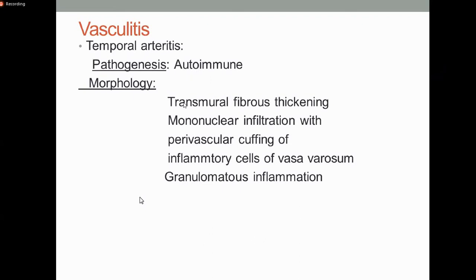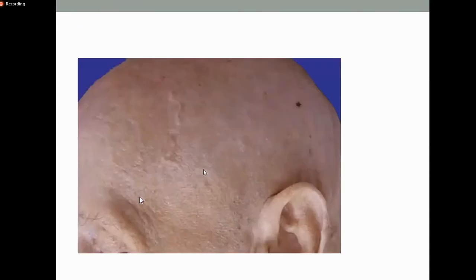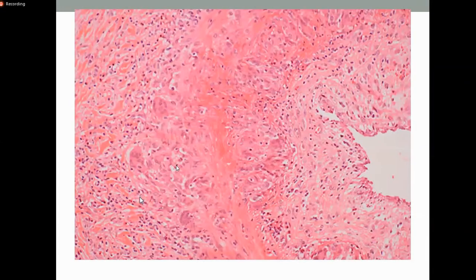Morphology is transmural fibrous thickening, mononuclear infiltration with perivascular cuffing of inflammatory cells. Cuffing means that mononuclear inflammatory cells are surrounding the vessels in a complete circle. There will be granulomatous inflammation as well. Here is the involvement of the ophthalmic artery. This is the dilatation, so this area can easily be biopsied.